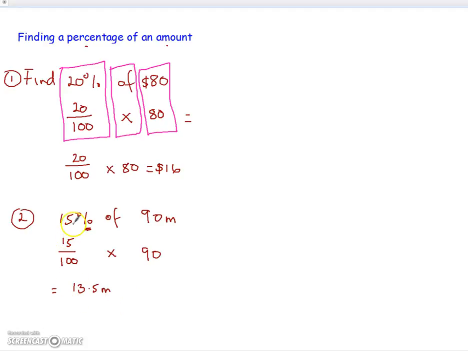These questions are not going to get any harder mathematically, but you're going to have some written questions where you need to pick these numbers out of your written sentence. But each time you're just going to set it up like this.